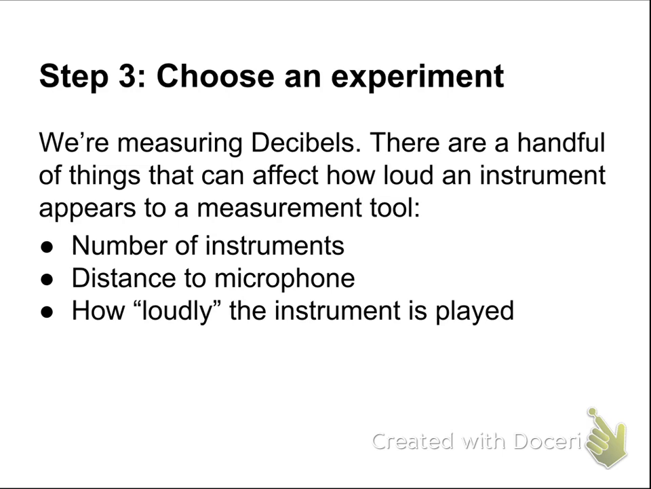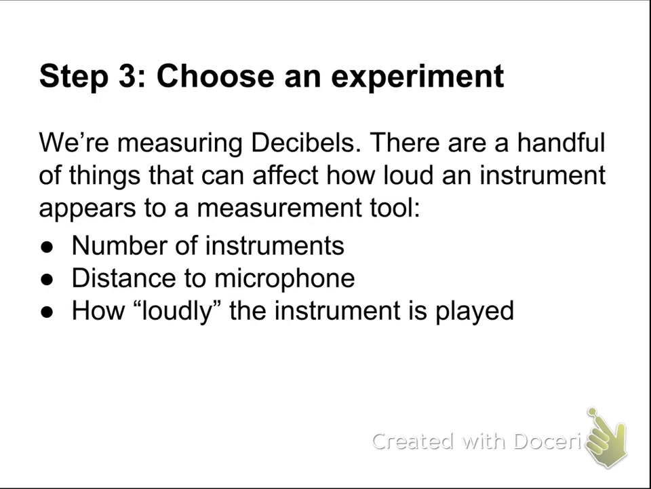The first is the number of instruments. So if you have 5 trumpets versus 1 trumpet, 5 trumpets will be louder. And the more trumpets you have, the more decibels of volume they'll be able to output. There's also the distance to the microphone. The closer you are to the microphone, the louder something sounds. And then, of course, something like how loudly the instrument is played is something that pops up.